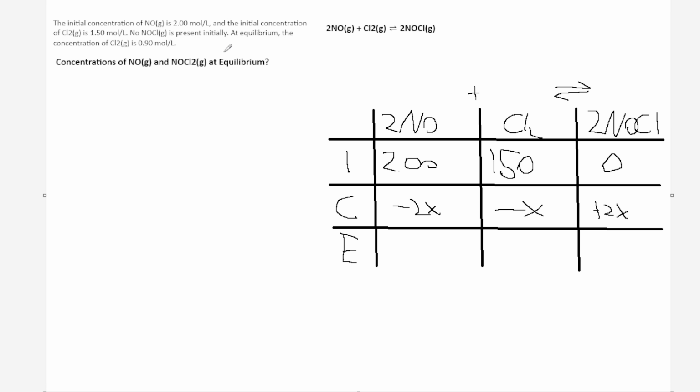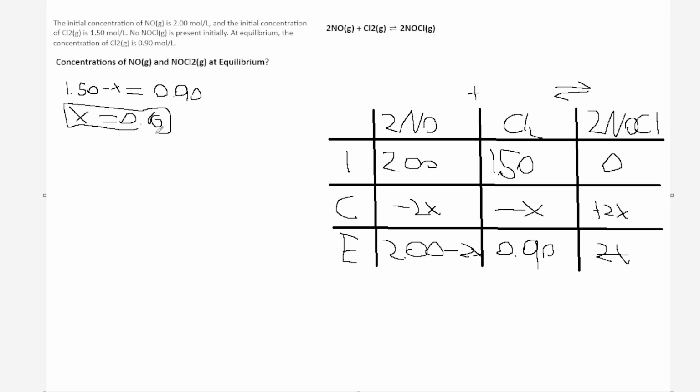We were also given the concentration of chlorine gas at equilibrium. It's simply 0.90 moles per liter. To solve for the other equilibriums that we weren't given, we simply write the initial concentration plus or minus the change. The next thing we're going to do is solve for X. This is very simple because we know 1.5 minus X is equal to 0.90 moles per liter. This is of course respective to chlorine gas, the second column. Now we know X is equal to 0.60. We're now going to sub this in for our X values to solve for the equilibrium in our other compounds.